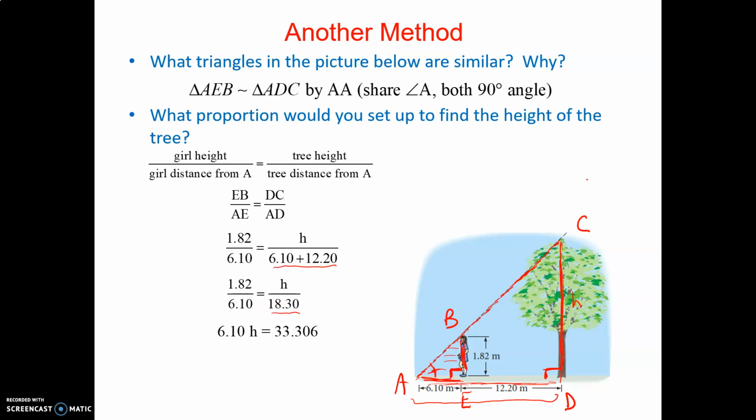Now cross multiply. 6.10 times the height is equal to these two multiplied, which is 33.306. Divide by 6.10, and I have an answer of 5.46 meters.